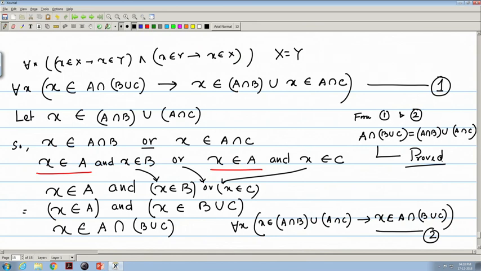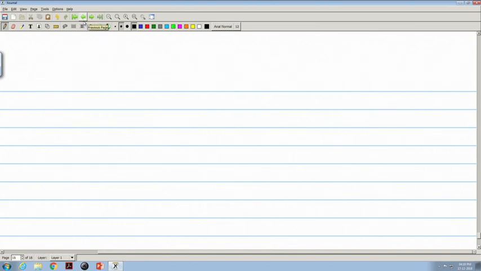In this way, any one of the 11 laws that we have enlisted, we can prove. Quickly we can see the proof of DeMorgan's law. Proof of one DeMorgan's law.